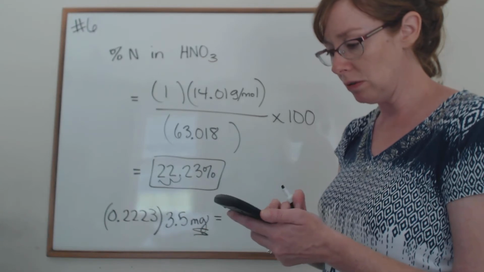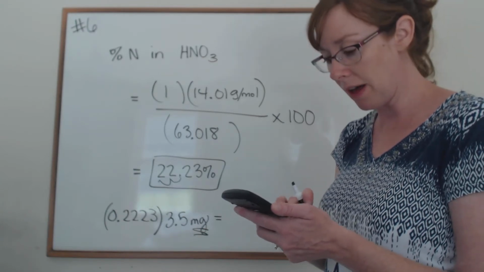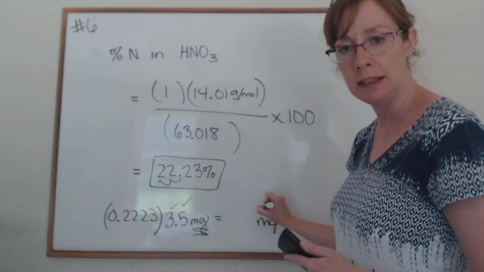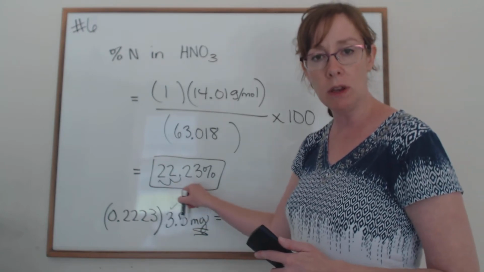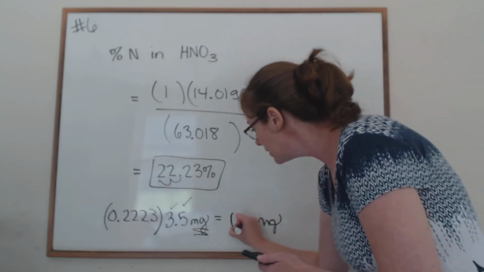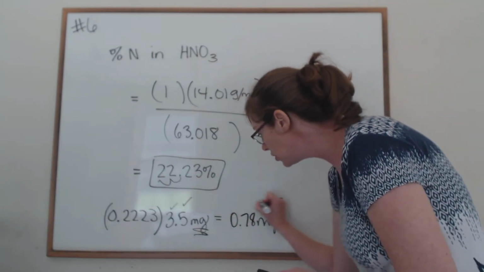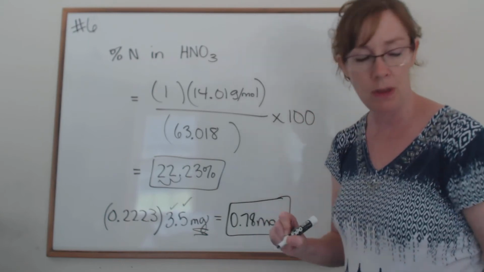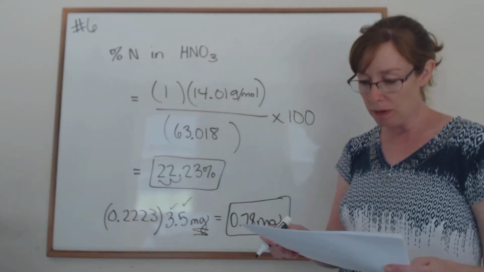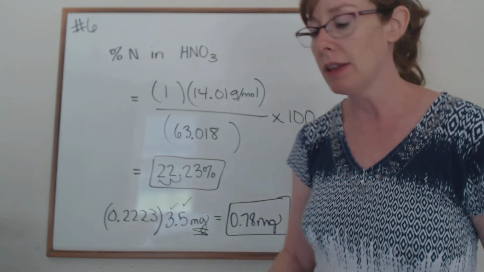So 0.2223 times 3.5, and this has 2 sig figs, so it limits this answer. So you always pick whatever one has fewer sig figs. So this has 2, this has 4. So 2 is fewer. I'm getting 0.78. That's as many sig figs as you could report in that answer, okay? So that's how you would do that.